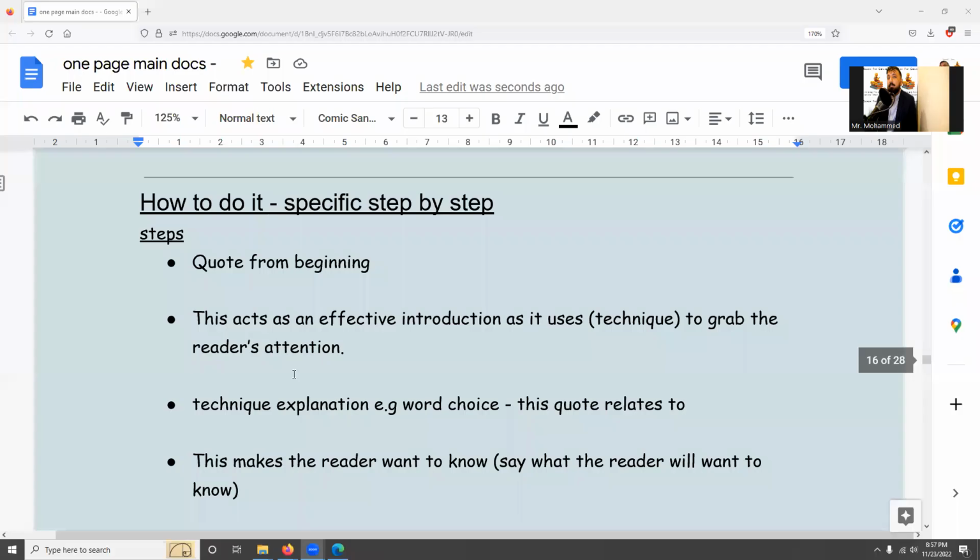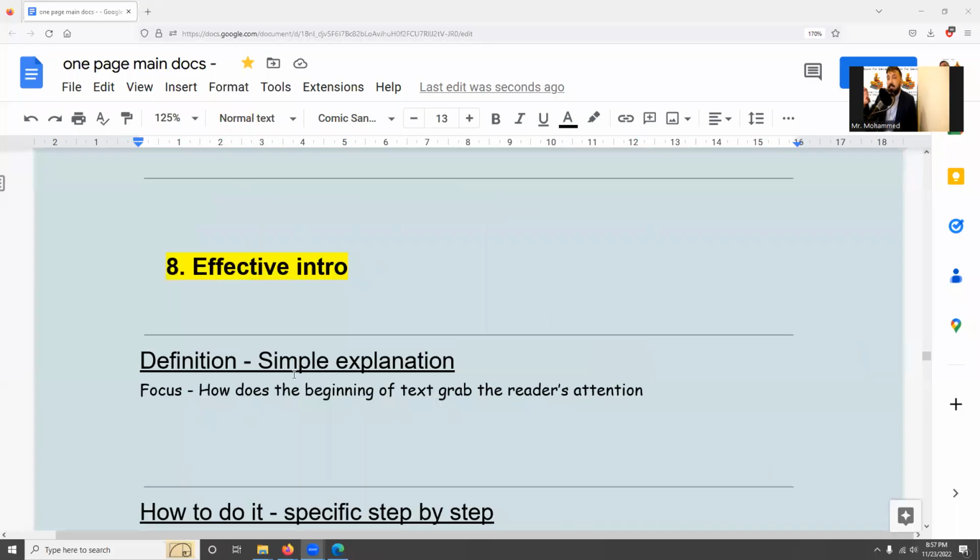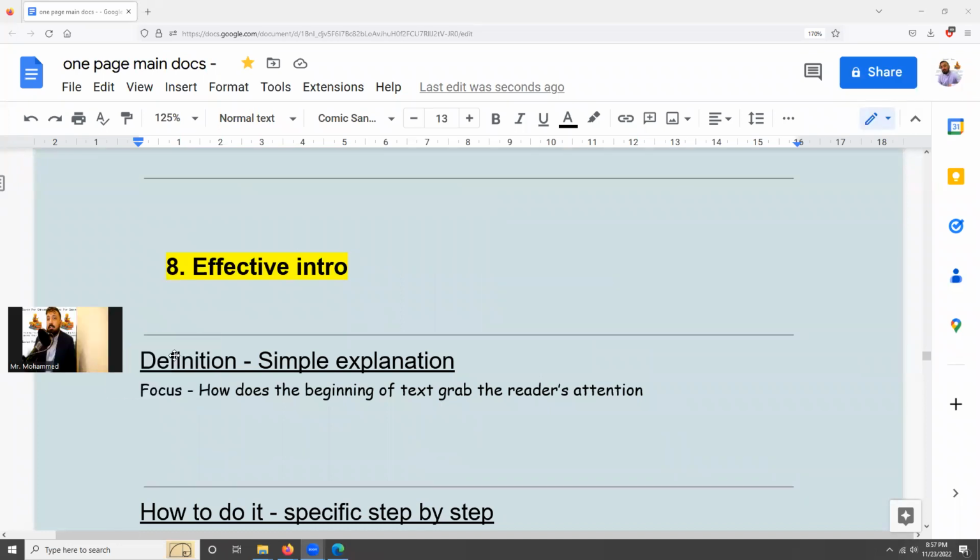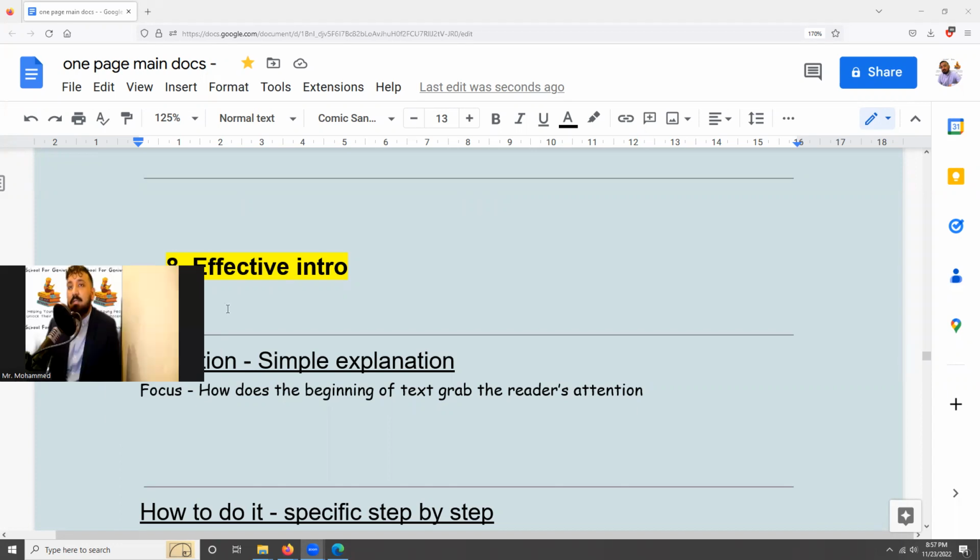Okay, so we continue now in our study of RUAE. The next thing that we're going to look at is going to be the effective introduction question. The effective introduction question asks us to look at the beginning part of the text. We all know what an introduction is. Introduction just means the beginning of the text.